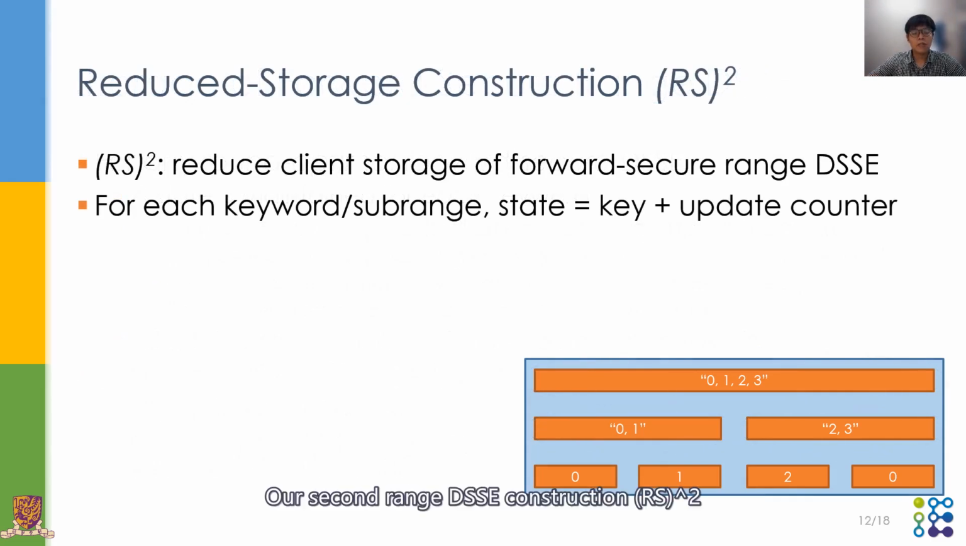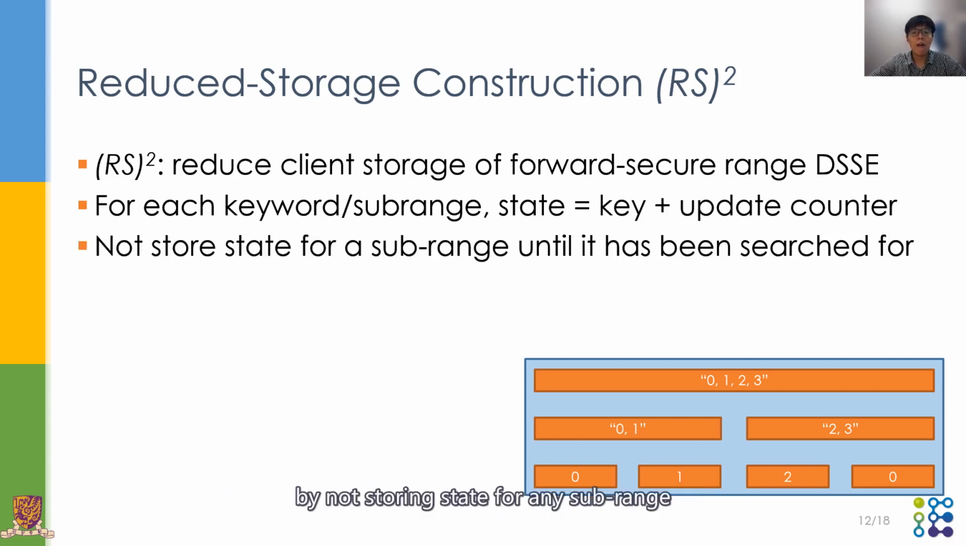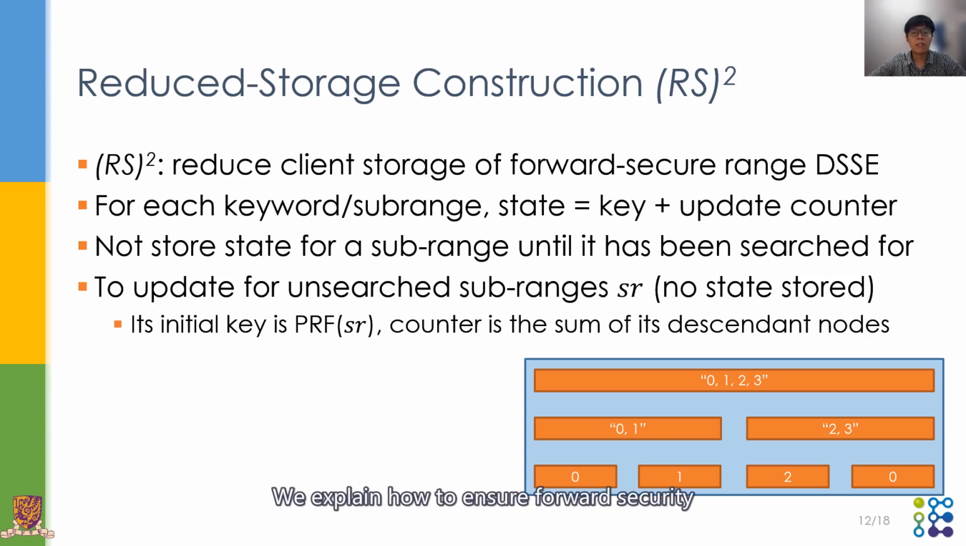Our second range DSSE construction, R², reduces the client storage due to state maintenance by not storing state for any subrange until it has been searched for. We explain how to ensure forward security when updating a subrange with no state. For an unsearched subrange, its key would be the PRF value inputting itself, which can be derived on the fly.